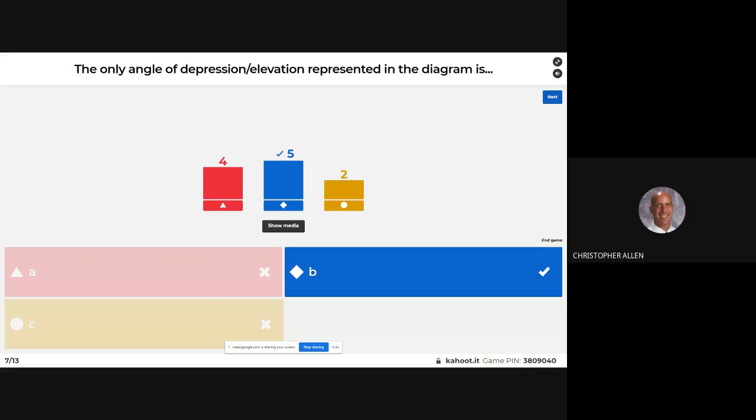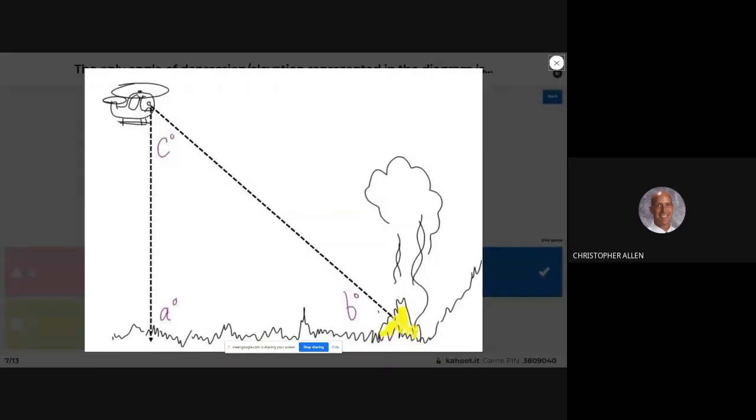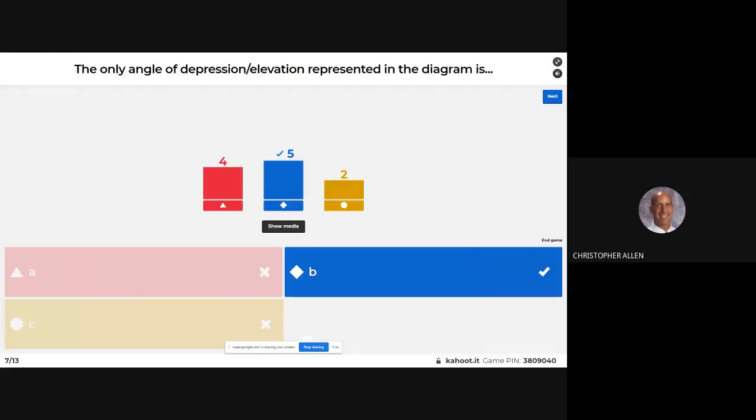Okay, that was a little bit harder. Okay, so remember, it has to be horizontal, and then so it's angle B. Angle B. Angle C does not have a horizontal, and angle A does not have a horizontal. Well, it has a horizontal, but it doesn't have a line of sight, so it's got to be B.